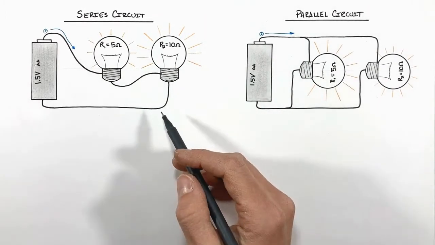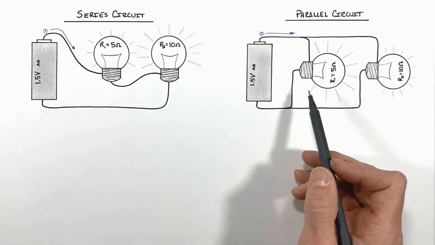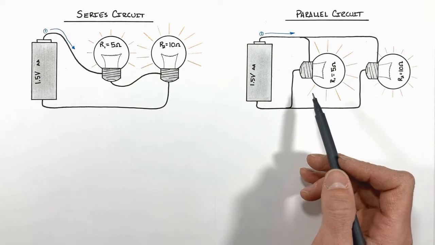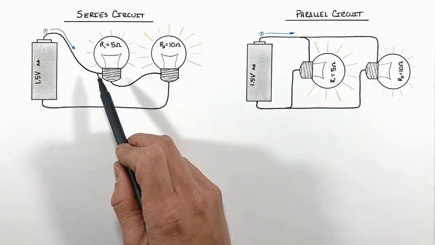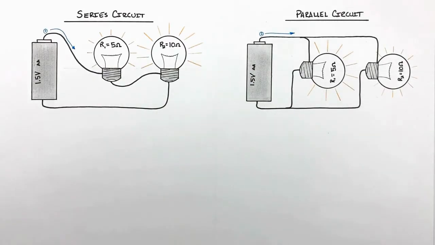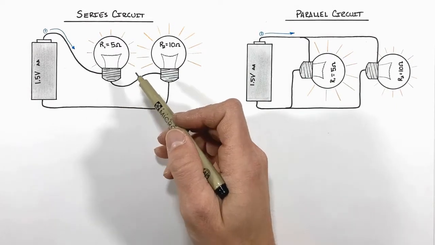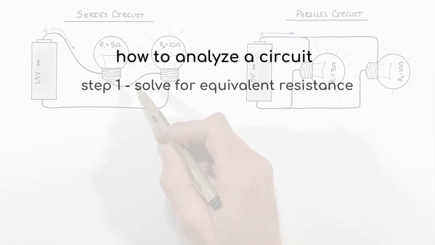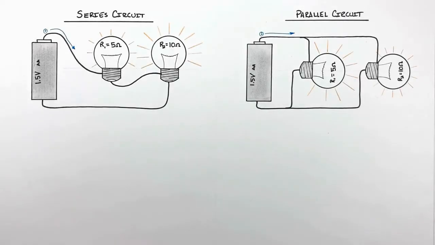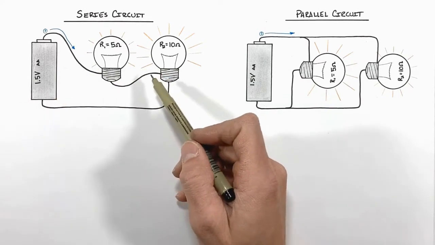So to really wrap our head around what's going on with each of these circuits, we're going to do something called analyzing each of these circuits. And really all that means is we're going to solve for the current and voltage across each of these bulbs in each of these circuits. So starting with our series circuit, the first thing we need to do when analyzing any circuit is solve for what's called the equivalent resistance of the circuit. Now, equivalent resistance is, simply put, the total resistance of the circuit, or you could even say it's the resistance which the battery behaves as though it's connected to.